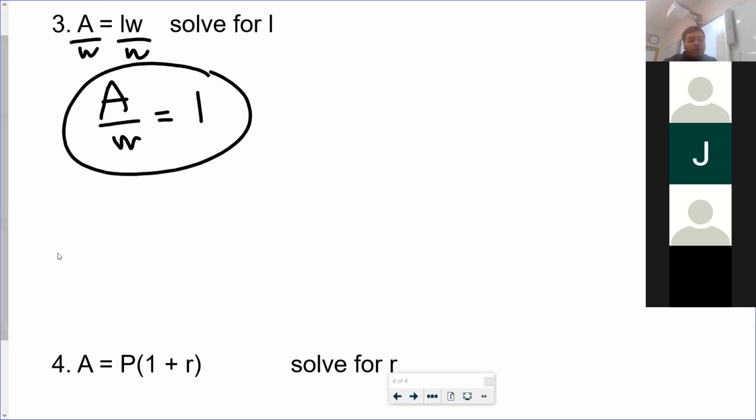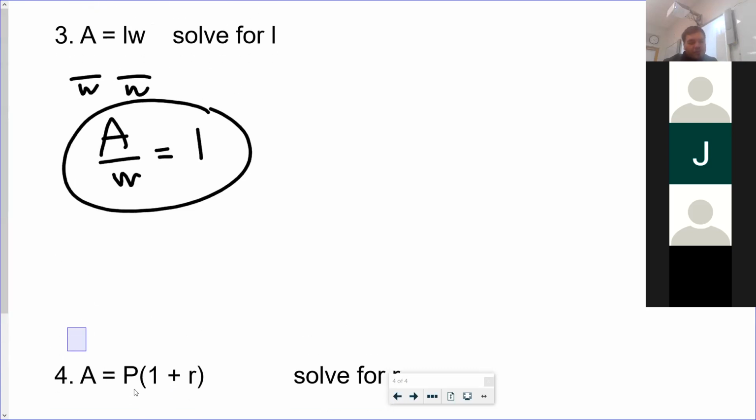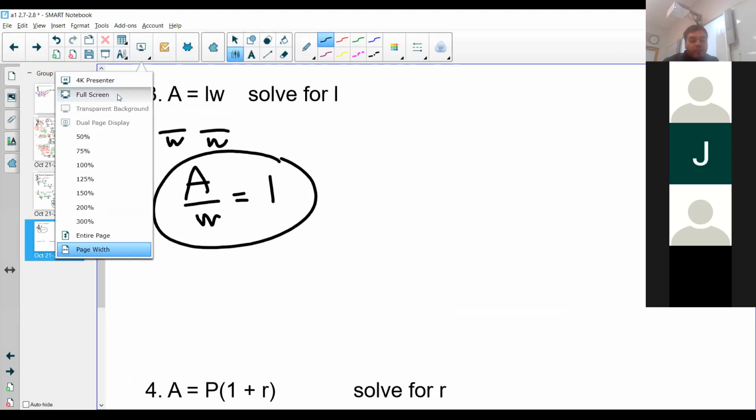And number 4, I look at the first one. I don't know if anyone will know what this one is. Anyone wants to throw a guess? You have to distribute P times 1 and then P times R. You could distribute, but here's the thing. That's going to be more steps than necessary.